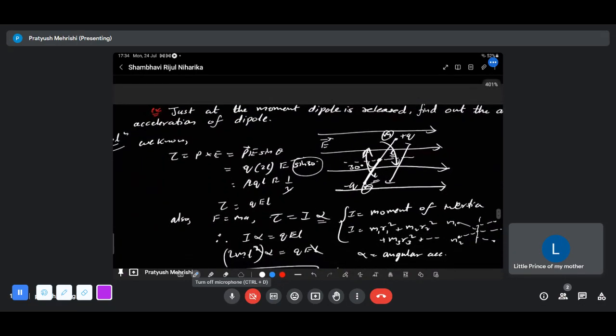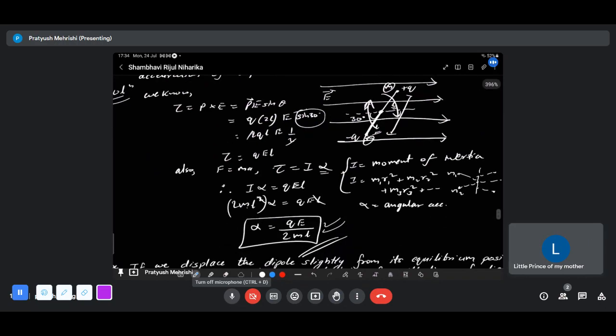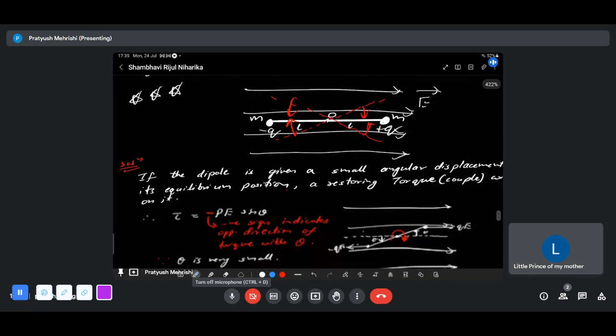Did you get this question? Sir, we know that tau equals I alpha. Fine, fine. Torque is equal to I into alpha. Moment of inertia for a straight rod is ml square, sorry, 2 ml square. Now, all these questions are of dipole.